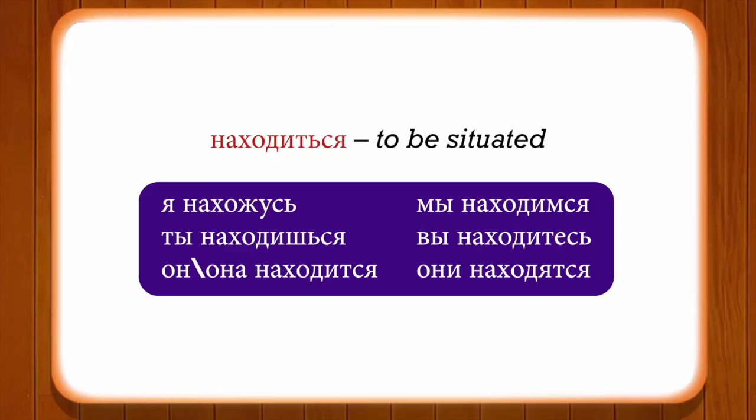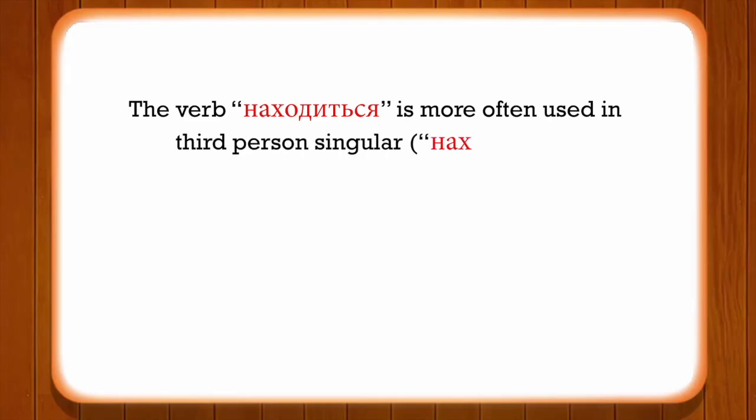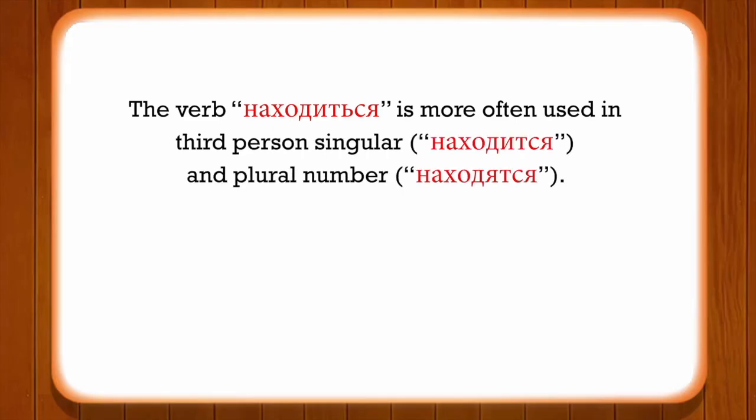Now let's pay attention to this verb находится once again before we go ahead. Я нахожусь, ты находишься, она находится, мы находимся, вы находитесь, and они находятся. You can change it as per the requirement of the sentences. Now let's go ahead and pay attention to the verb находится and its nuance. The verb находится is more often used in third person singular находится and plural находятся.